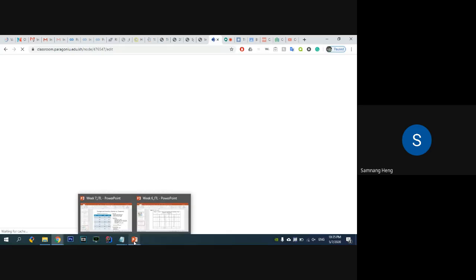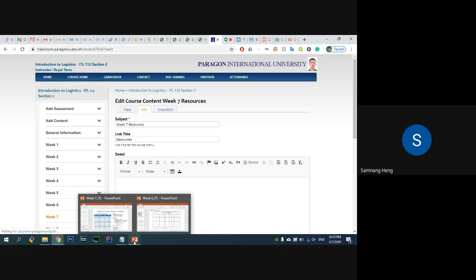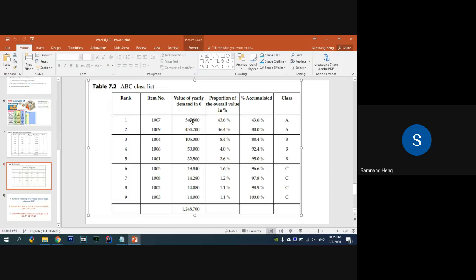Oh, so you're not sure about the proportion or the overall value and accumulated. Proportion is just the percentage of how much value the item makes for the company. Let's say we sell 500,000 or £800. We want to know the percentage of the overall sale, so we have to find the total value here. We add them up and divide this number by the overall value. So to find the proportion, we take the value of item 1007 divided by the overall income that the company made for that year.